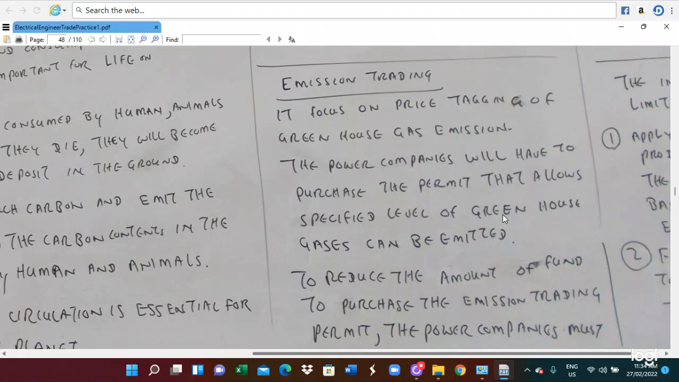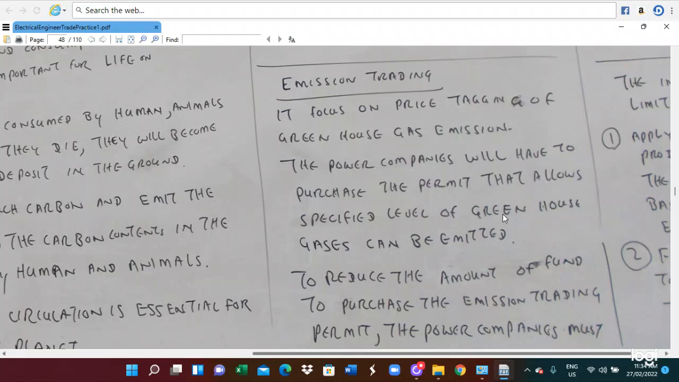The good point is that industries realize they must utilize green equipment. But the disadvantage is that sometimes, instead of utilizing green equipment for energy reduction and greenhouse gas reduction, they will increase their service price. So this is the pro and con of the emission trading scheme.